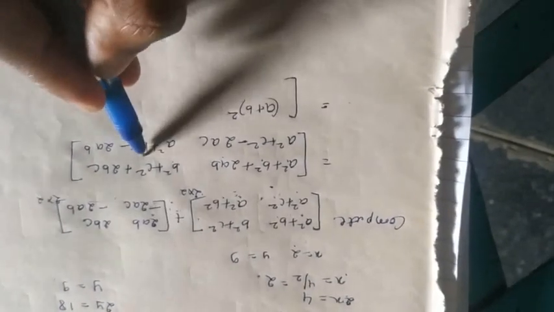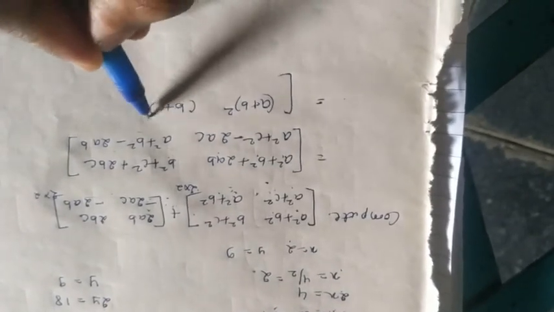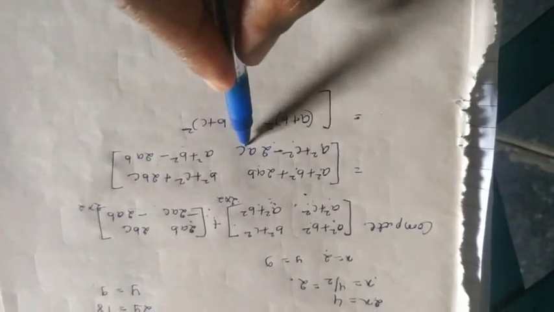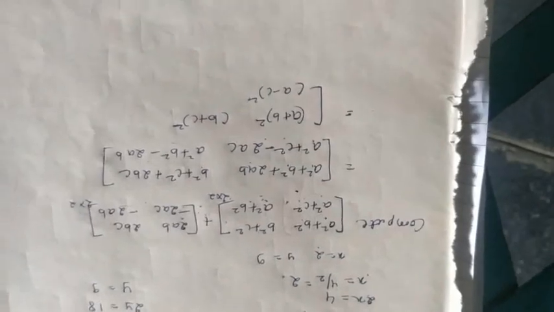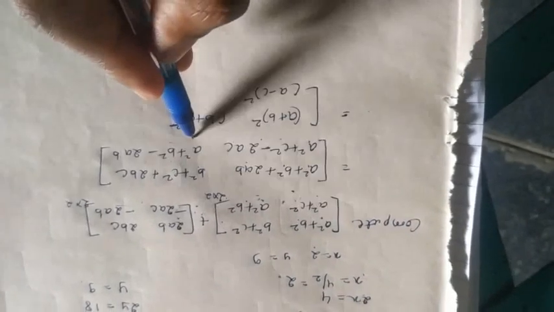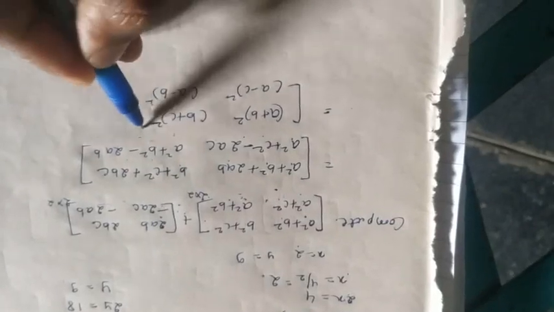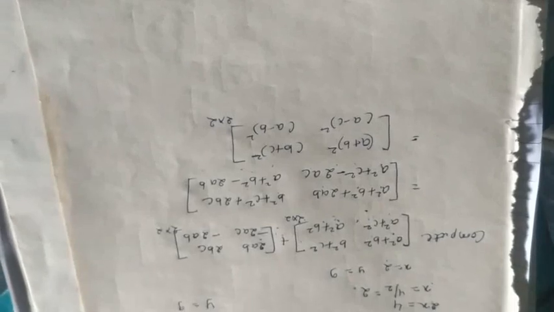What is b square plus c square plus 2bc? b plus c whole square. What is a square plus c square minus 2ac? a minus c whole square. What is a square plus b square minus 2ab? So this is nothing but having the solution, that is 2 cross 2. Got it? Okay.